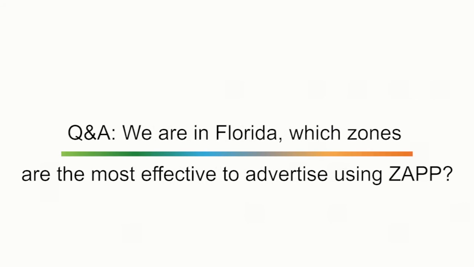This event asked, we are in Florida, which zones are the most effective to advertise using ZAPP? My answer to this is that it's going to vary based off of where your artists typically come from, but generally events stick to the region they're in. So in this case, that would be the South. South is also our biggest region on ZAPP, and Florida is our state with the highest number of artists to count. So, you can definitely stick to the area that you're in.